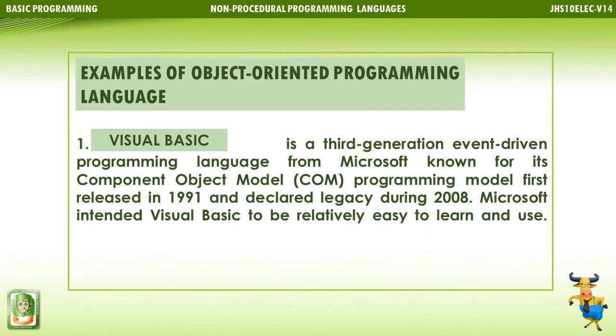Examples of object-oriented programming languages. Visual Basic is a third-generation event-driven programming language from Microsoft, known for its component object model, COM, programming model, first released in 1991 and declared legacy during 2008. Microsoft intended Visual Basic to be relatively easy to learn and use.